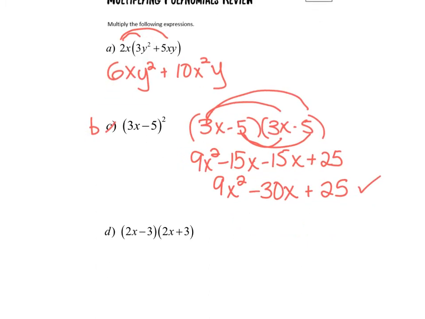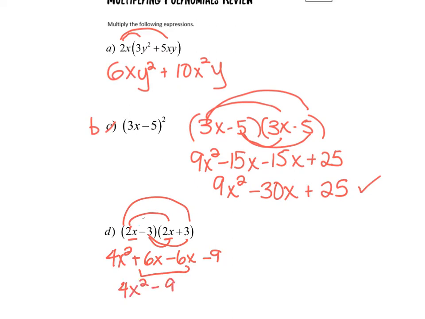The last one, if you take notice, we have 2x minus 3 and 2x plus 3. So it looks like the binomials are the same and the only difference is the signs. So what we're going to do, we are definitely going to start off by using the FOIL method or distributing twice. 2x times 2x is 4x squared. 2x times 3 is 6x. Negative 3 times 2x, negative 6x. Negative 3 times positive 3 is negative 9. These two cancel out. Final answer, 4x squared minus 9.